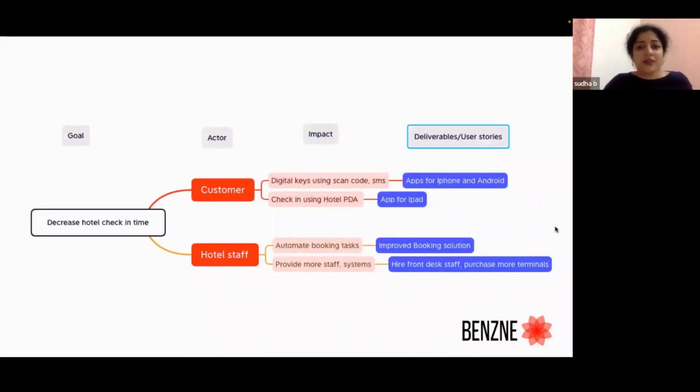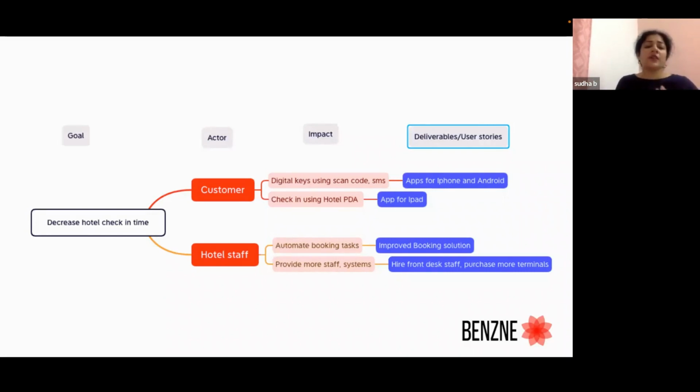This one, if you take a look, another example: instead of just writing user stories, I first figure out what is my goal. I want to reduce the hotel check-in time. This is a common problem we face. We go into a hotel, we wait for like 15, 20 minutes for a room, right? Or an hour sometimes.